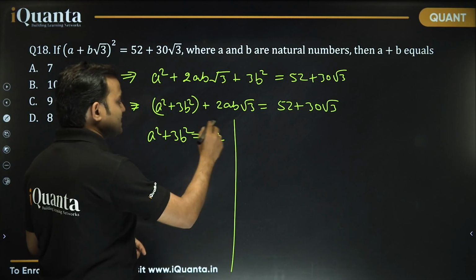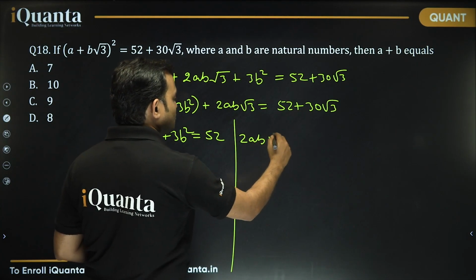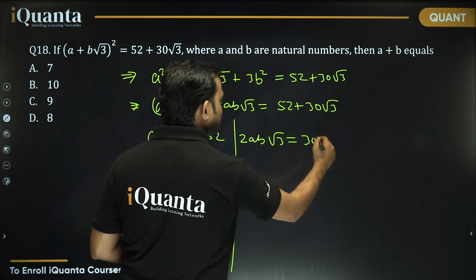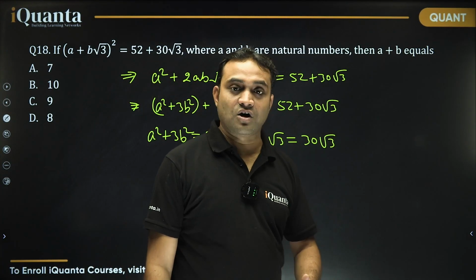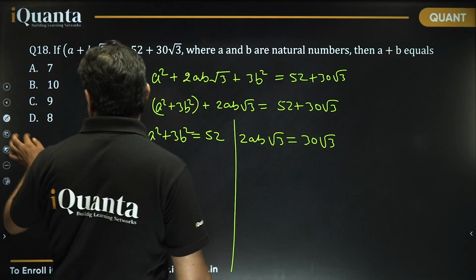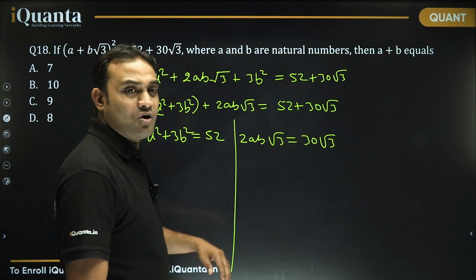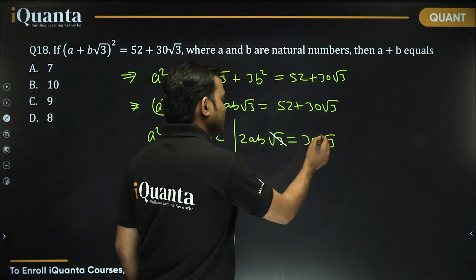And we can say 2ab root 3 will be equal to 30 root 3. Now we have two equations, two variables. We can definitely solve it. But it's given that a and b are natural numbers, so we are not going to struggle that much. We are going to try a few numbers.